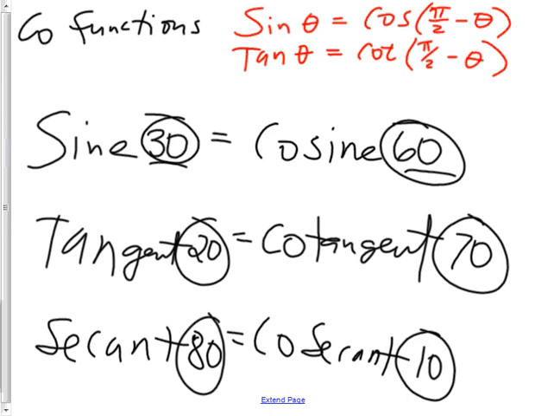And the last, the third set, they're about secants. Secant of some angle would be equal to cosecant of, not the same angle, but pi over 2 minus that angle.